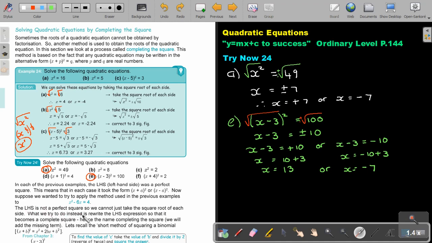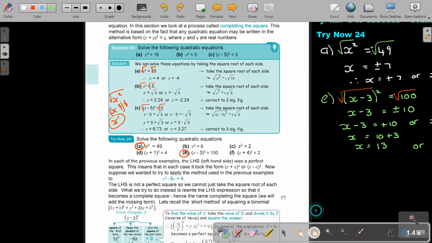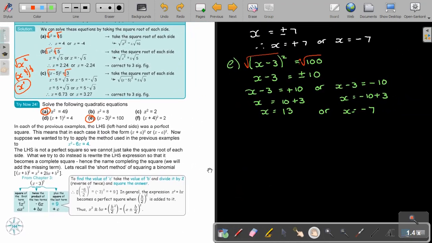What we will try to do instead is rewrite the left-hand side expression so that it becomes a complete square. Hence the name completing the square. We will add the missing term, because there's a missing term. Let's recall the short method of squaring a binomial. I want to show you here.